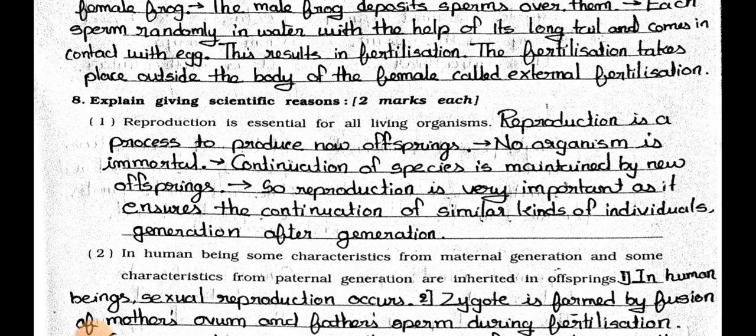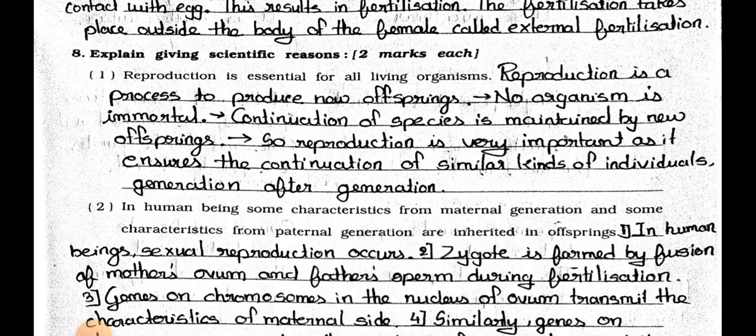Answer is, reproduction is a process to produce new offspring. No organism is immortal. Continuation of species is maintained by new offspring. So, reproduction is very important as it ensures the continuation of similar kinds of individuals generation after generation.